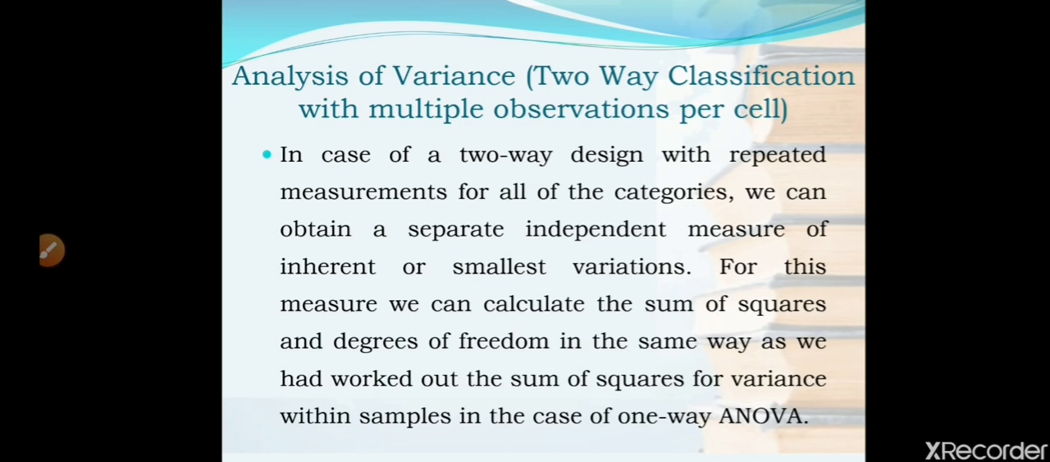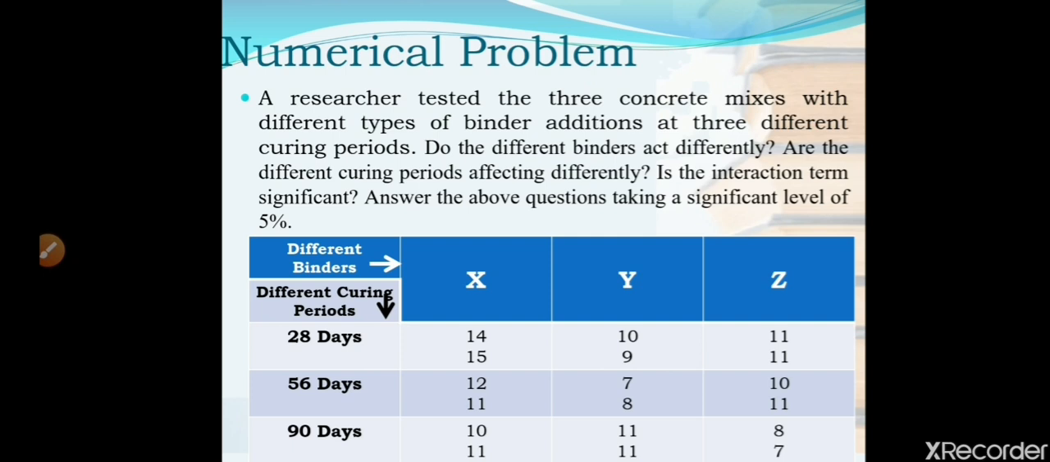Then we move to the analysis of variance, two-way classification with multiple observations per cell, or with repeated measurements. In case of a two-way design with repeated measurements for all the categories, we can obtain a separate independent measure of inherent or smallest variations. For this measure, we can calculate the sum of squares and degrees of freedom in the same way we have worked it for one-way ANOVA. So we get one more extra thing, that is interaction, in case of multiple readings.